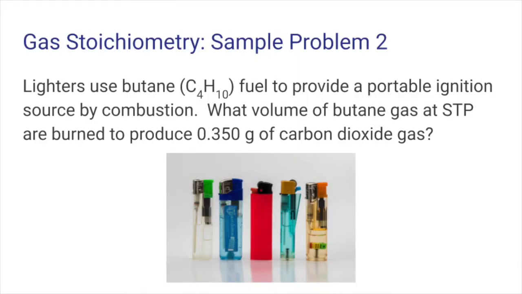Here's another gas stoichiometry problem. Lighters use butane fuel to provide a portable ignition source by combustion. What volume of butane gas at STP is burned to produce 0.350 grams of carbon dioxide gas? Pause now to solve this one.